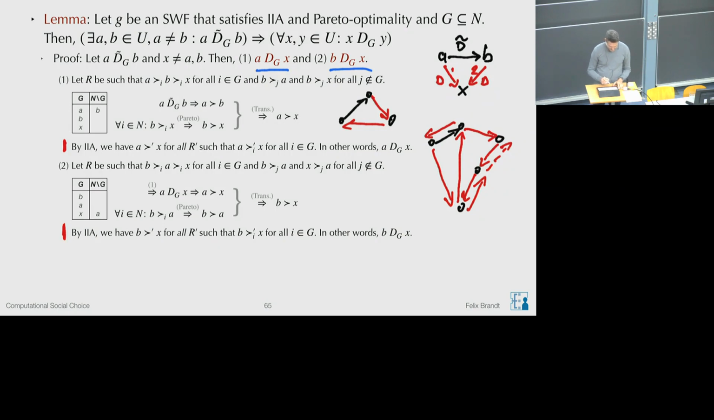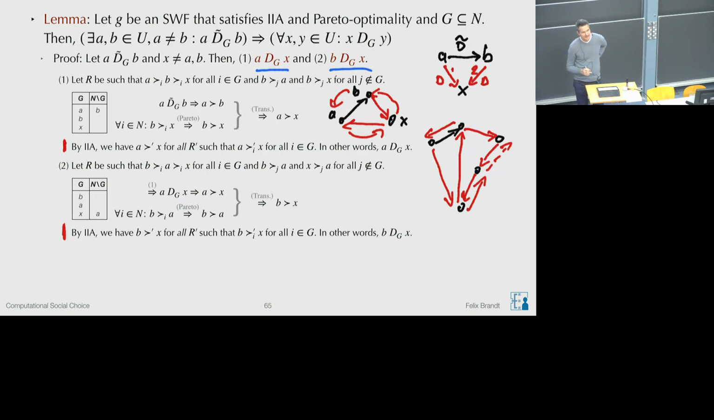But this we do get if we also take into account the first condition here. So this is A, this is B, this is X, and this is only what we get from the second condition. If we now also use the first one here, we have also G is decisive for A against X. That means we get an arrow from here to here. Once we have that, we go like this, like that, and like this, and then we have also shown that this relation is complete.